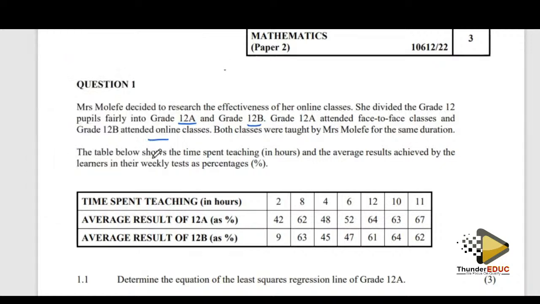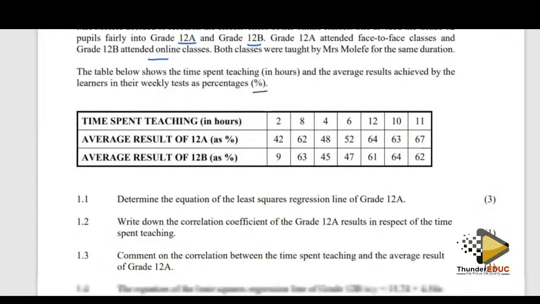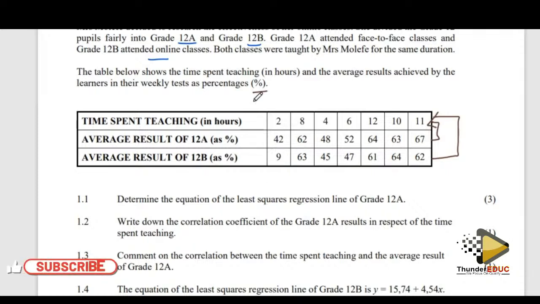And then they are telling us that the table below shows the time spent teaching in hours, and then the average results of the learners' weekly tests as percentages. Okay, so this is a bivariate type of data. So we look at the time together with the results. Okay, so time is the independent variable, whereas the results will be the dependent.